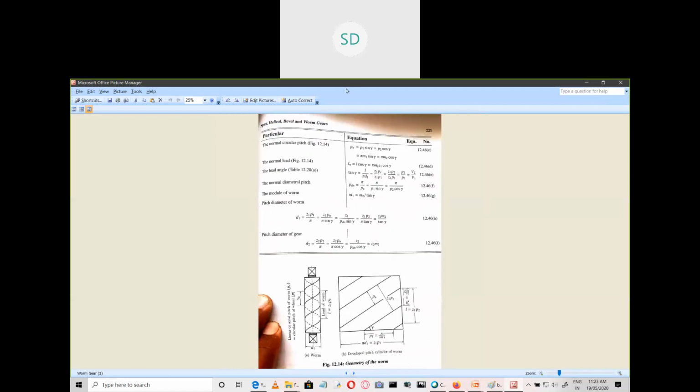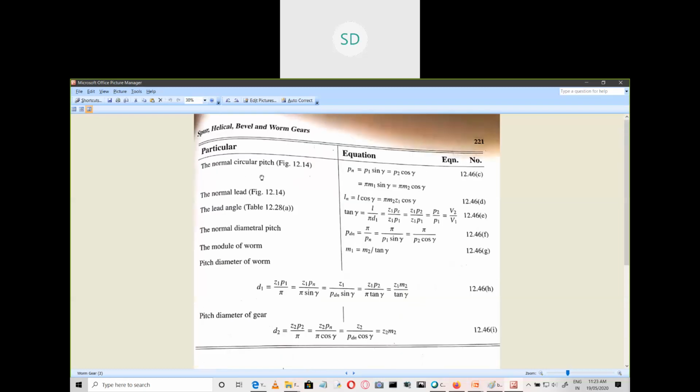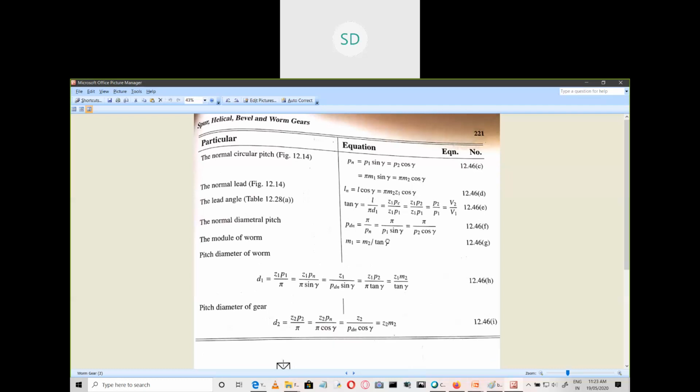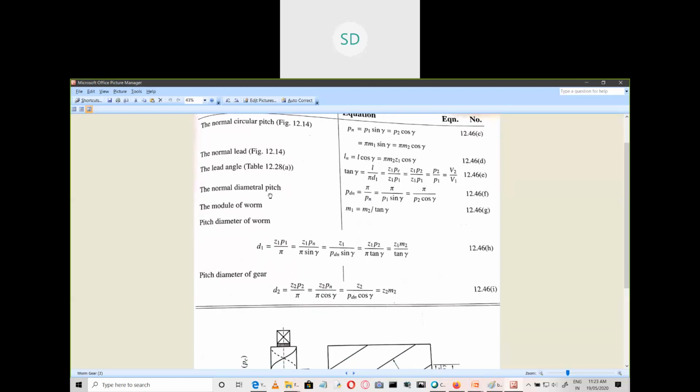Next, we'll go to the next equations. Now the normal circular pitch Pn is equal to P1 sin gamma or P2 cos gamma. This circular pitch can be calculated as pi m1. m1 is the module referred to the worm. m2 is the module referred to the worm gear or worm wheel. Similarly, the normal lead angle, tan gamma.